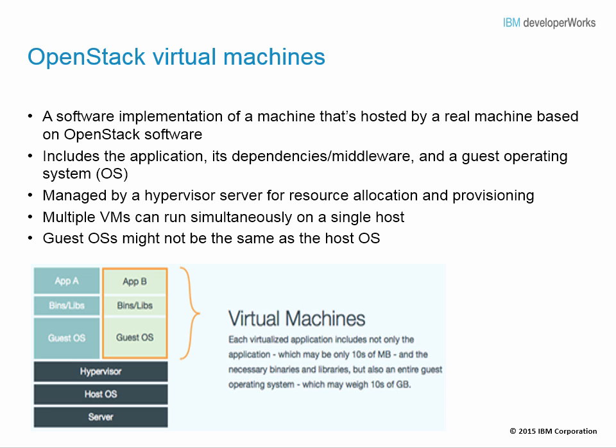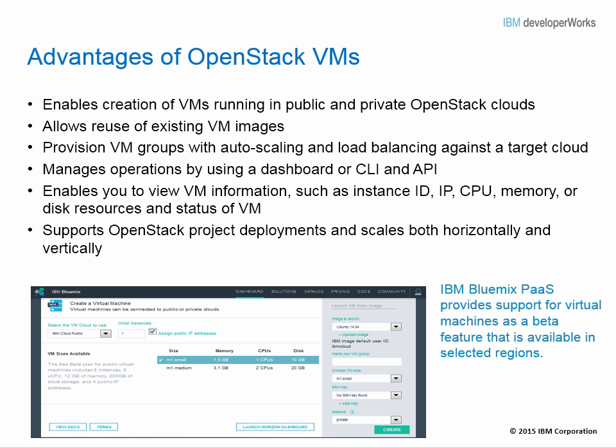IBM Bluemix provides virtual machine infrastructure offerings as a beta feature that is available in select regions. This infrastructure enables you to create virtual machines that are running in private and public OpenStack clouds. Private on-premise clouds must first be connected to Bluemix before making it a target for your virtual machine images.